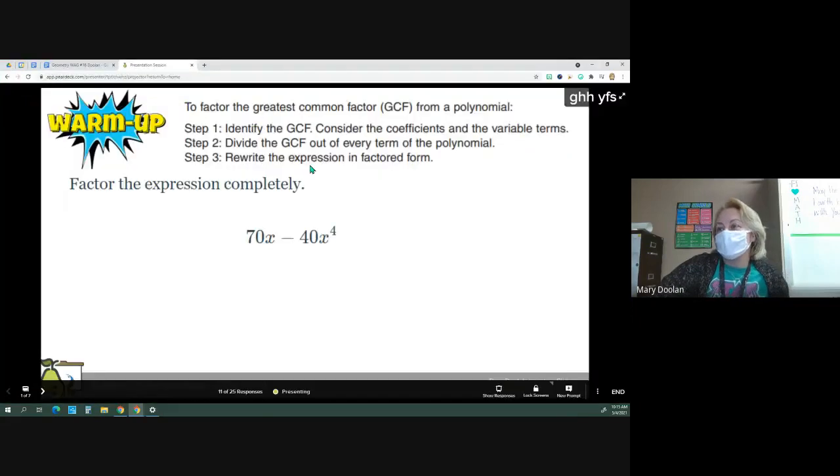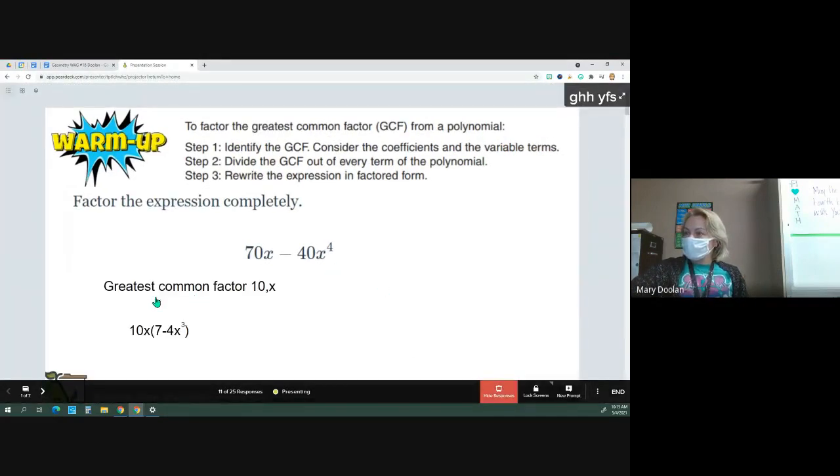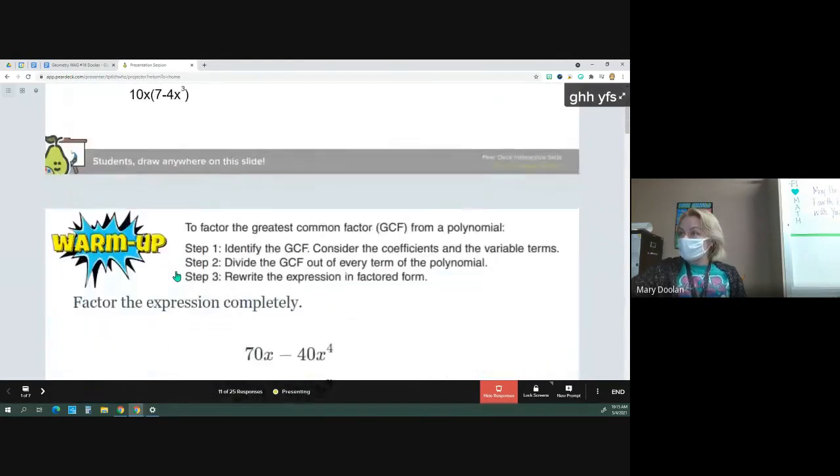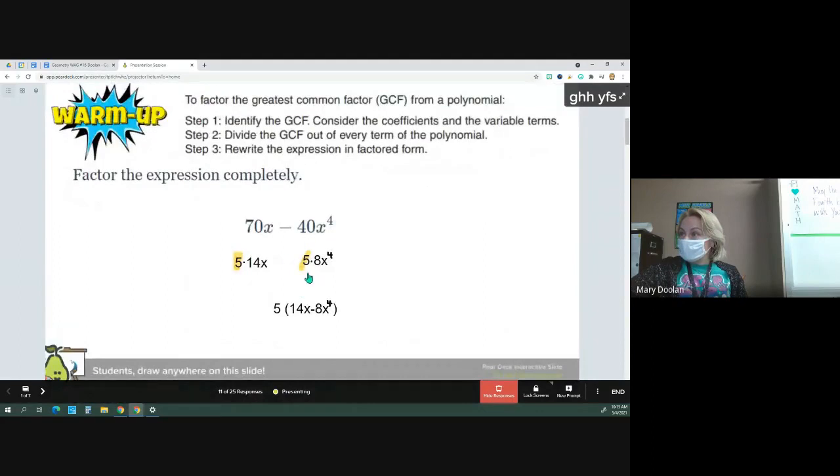All right, let's see what you guys came up with for factoring out our GCF here. So this person said the greatest common factor is 10x, and we got 10x on the outside and then 7 minus 4x to the third power on the inside. This person rewrote it as 5 times 14 and 5 times 8. And then they realized, oh, there's a 5 in common. They pulled that out. So this is a correct step in the right way.